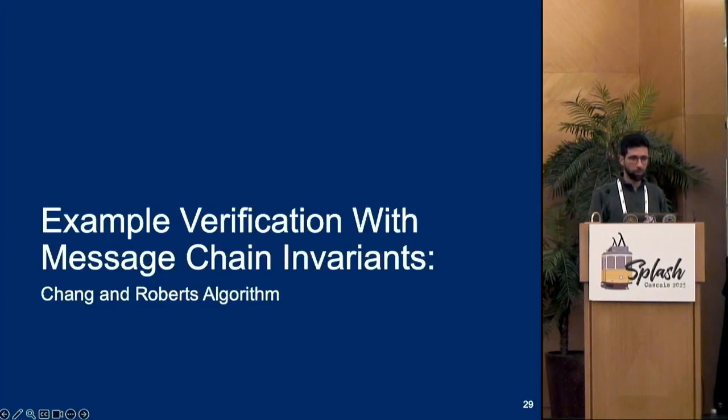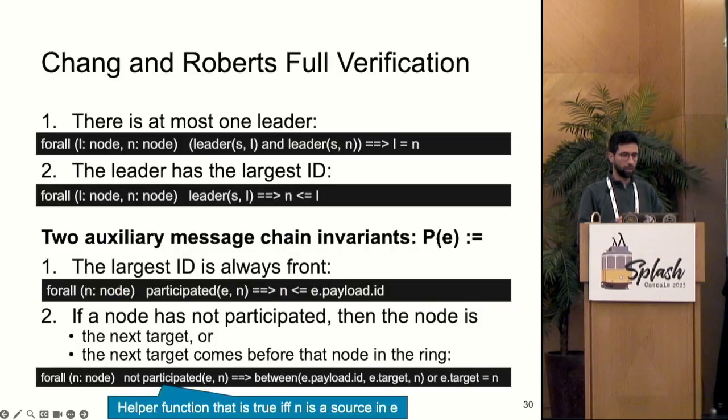All right, cool. So now we actually have everything we need to do a full verification of the Cheng and Roberts algorithm. And so here it is. This is heavily commented, with invariants directly from the proof. The properties that we care about are at the top. They're basically just saying that we want at most one leader to be elected, and we want that leader to be the one with the largest ID. So these are safety properties.